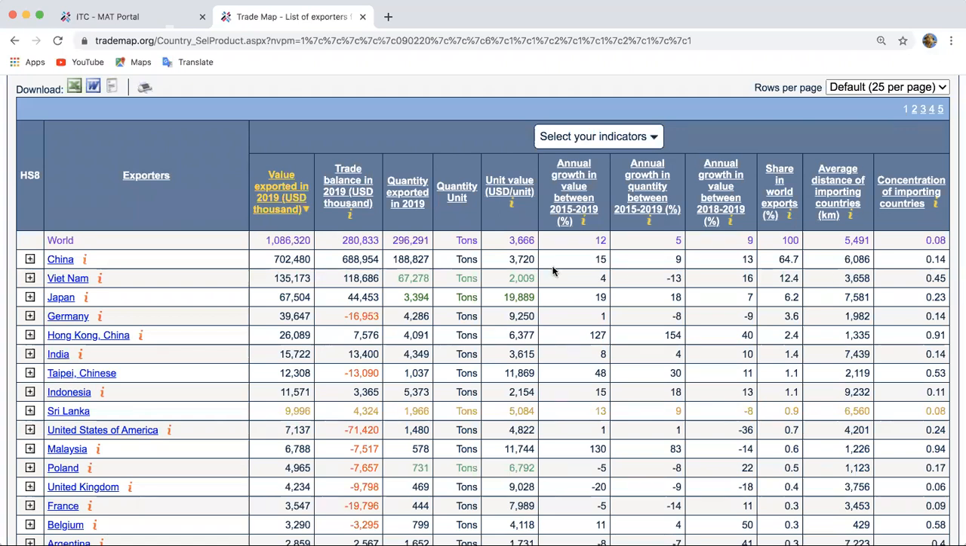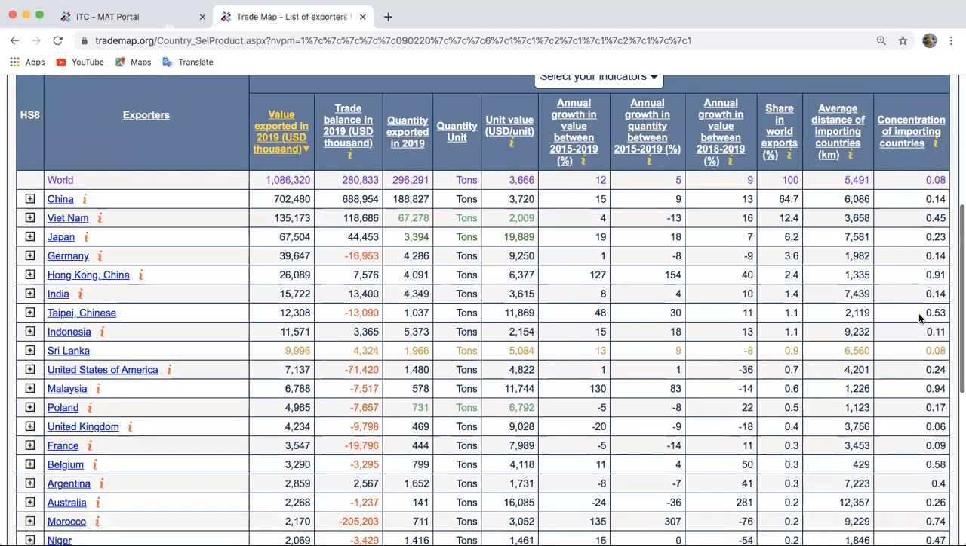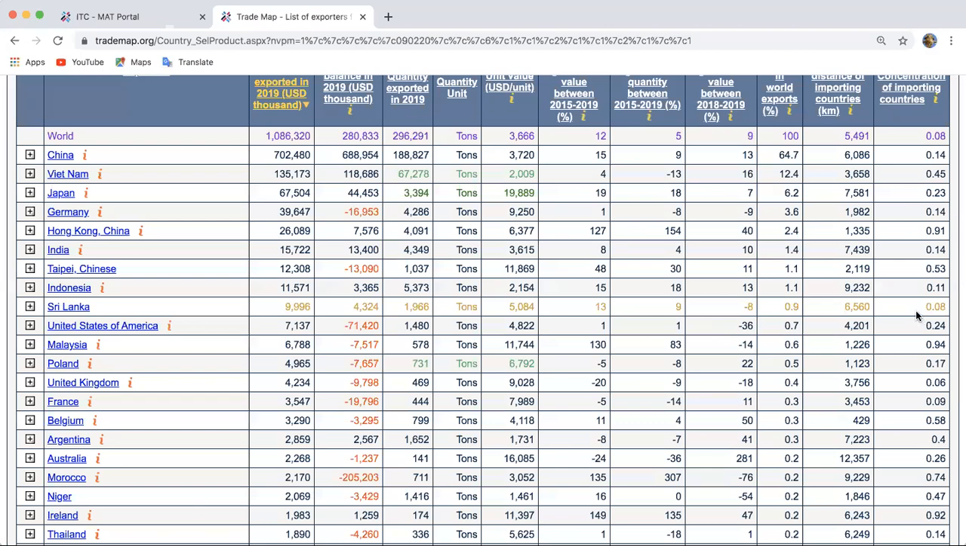So you can check this with Vietnam. It probably exports to a few very specific countries, and they might have most of their market share. I don't see anything below the 0.1. Yes, Sri Lanka, for example, is exporting to many different countries because its importing countries are not that concentrated.